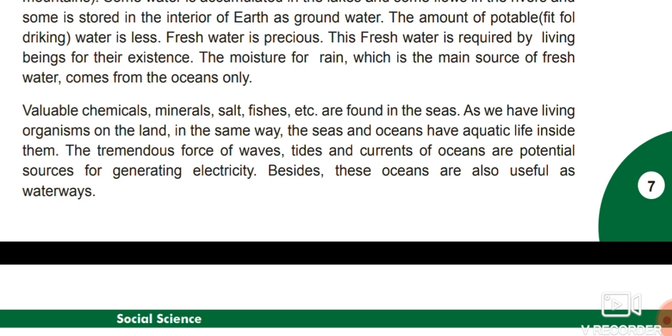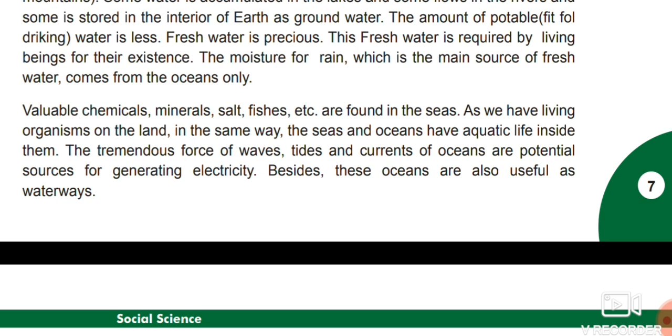See, मैंने कहा था ना ऊपर कि even on the ocean bed, in the ocean sea, they have an aquatic life existing over there. The tremendous forces of waves, tides and currents of ocean are a potential source of generating electricity. Have you heard about tidal energy? Yes. So from the tidal energy, sometimes we generate electricity. So it is a source of electricity again. So if you are being asked a question, what are the uses of hydrosphere? What will you answer?